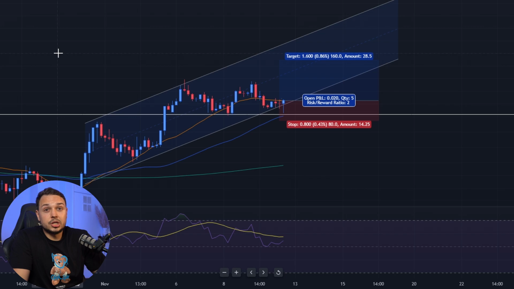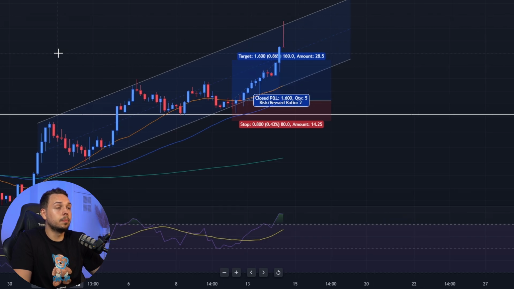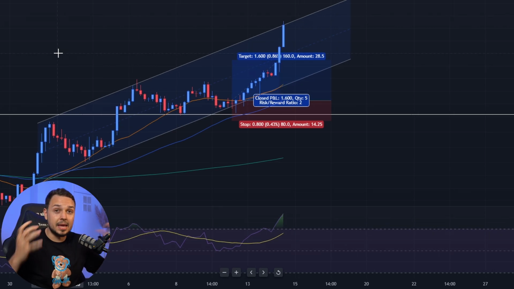So our price action is beautiful, our market structure is done. Let's take a look at what happened to this trade. We had a slight pullback and there we go. It would have been a beautiful trade.